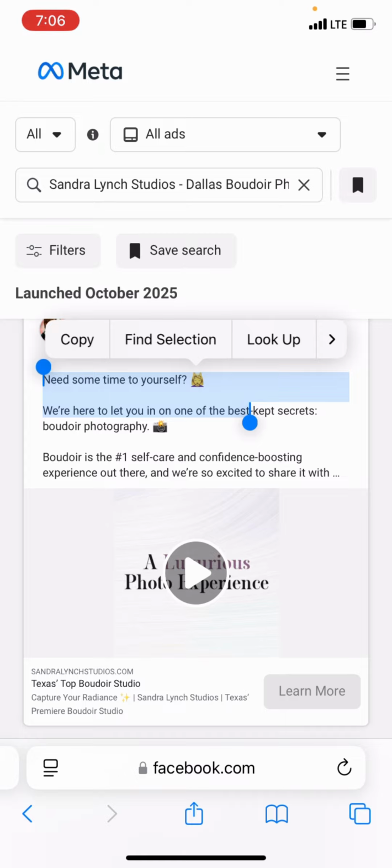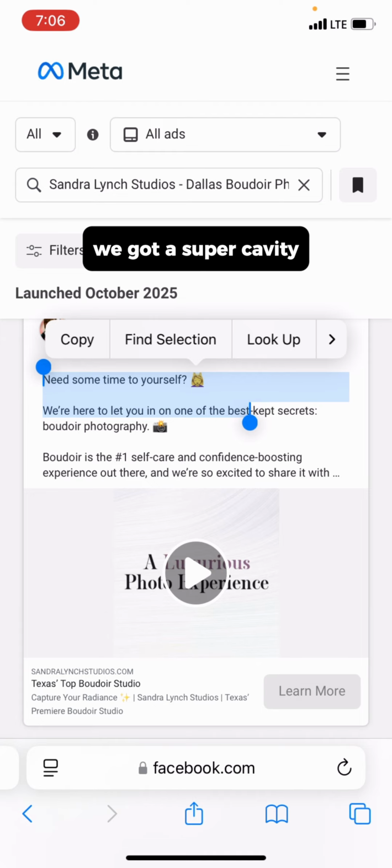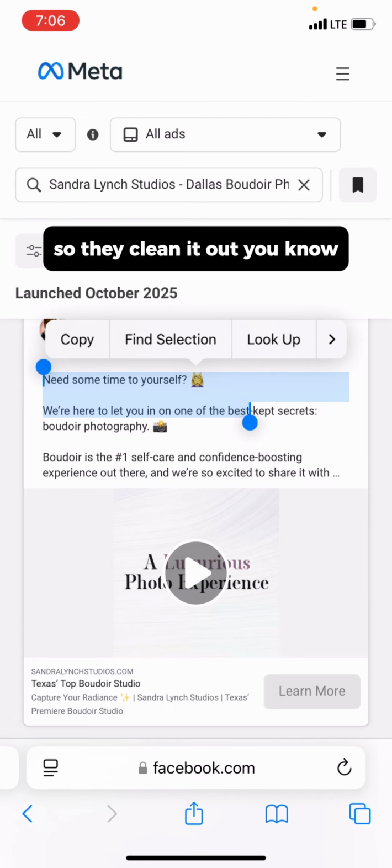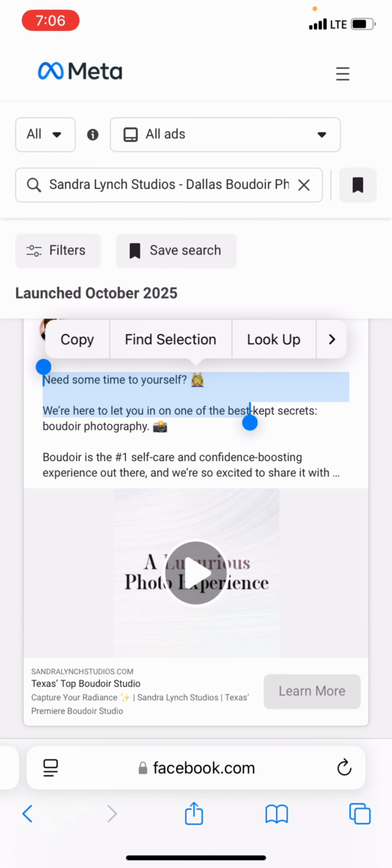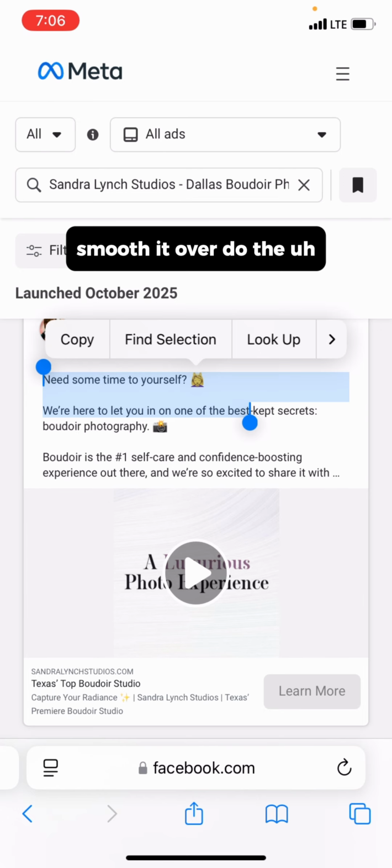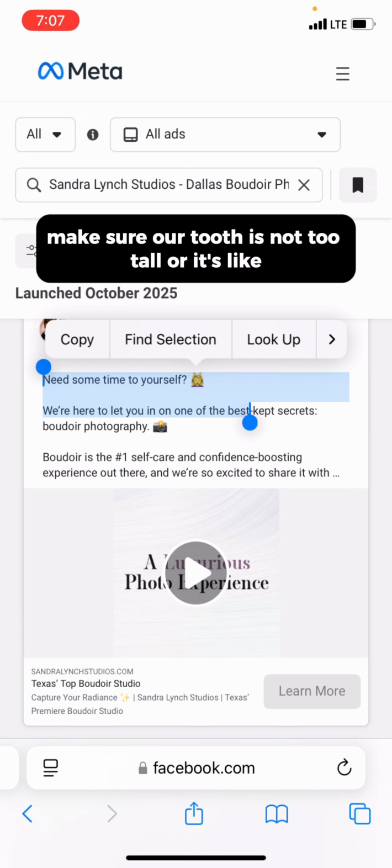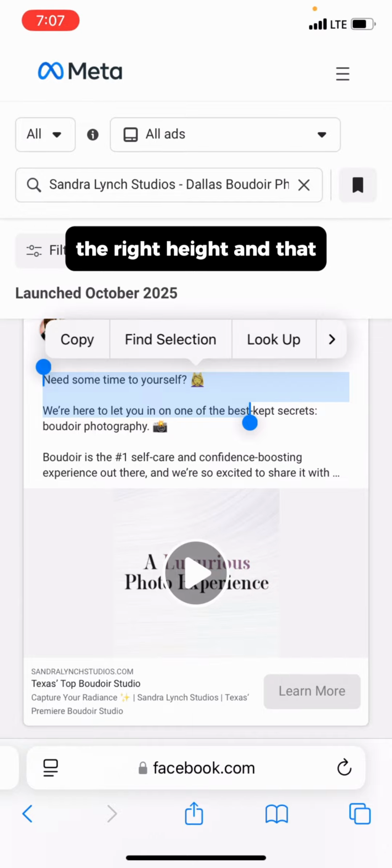We're in there. They find out we got a super cavity. Oh my God. So they clean it out, they put the resin stuff in it, smooth it over, do the UV pen, harden that resin, do the bite paper, make sure our tooth is not too tall or it's like the right height, or that part of it anyways.